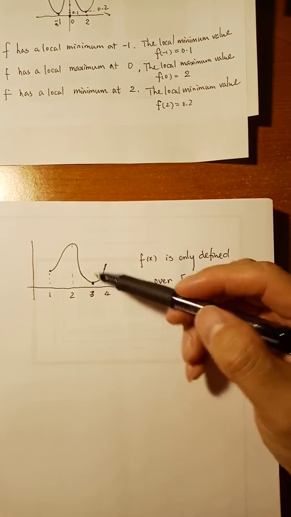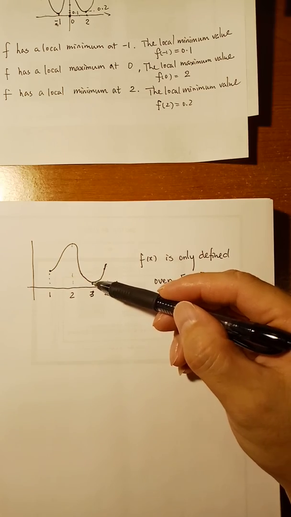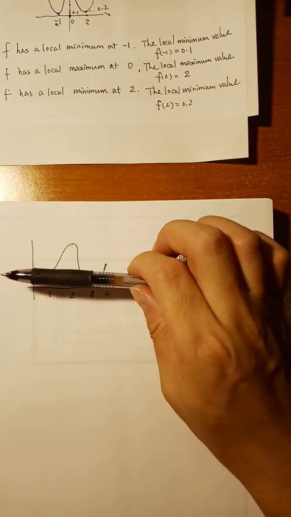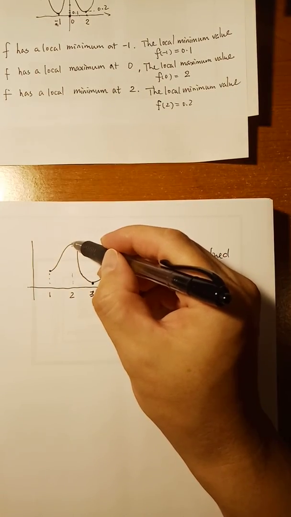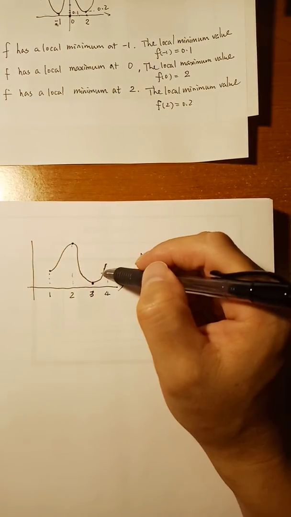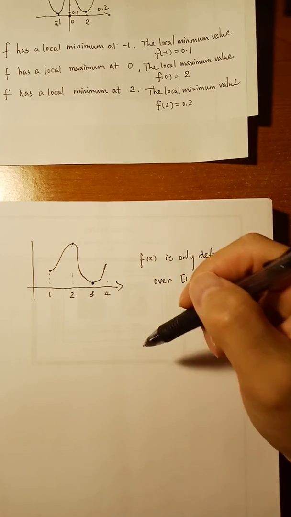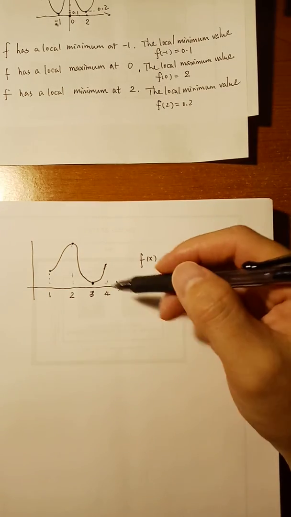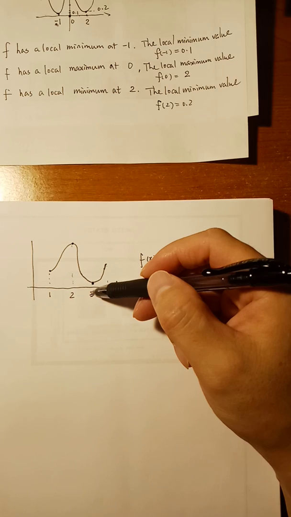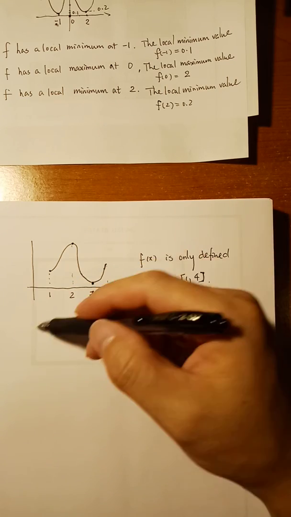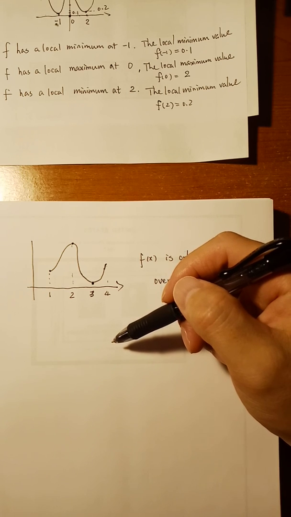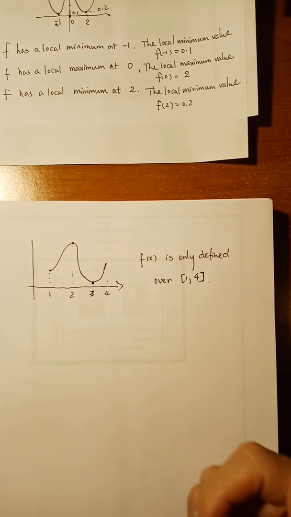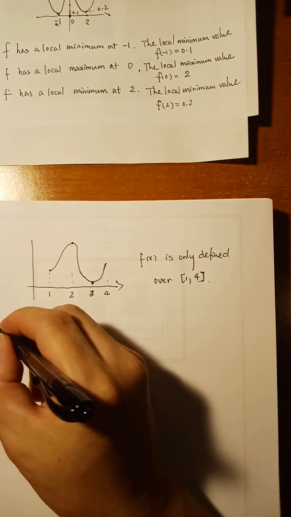From this total graph, you see here at 3, this point is a minimum value, the lowest point over the whole domain, and here is the highest point over the whole domain. Whenever this happens, then they are local maximum values, and they are also so-called global maximum values. Global, in other words, we call it absolute maximum. Okay, so that's the next definition.